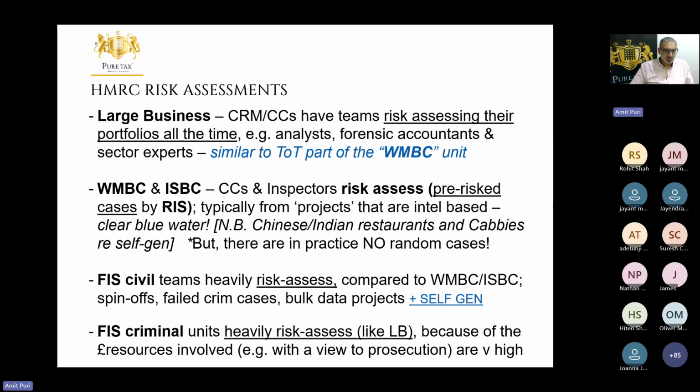COP 9 and COP 8 investigations are quite heavy duty, because you're looking at the individual, all of their businesses, as well as partnerships and trusts, for example. So all of that together is normally one investigation. There's a fair bit to do.